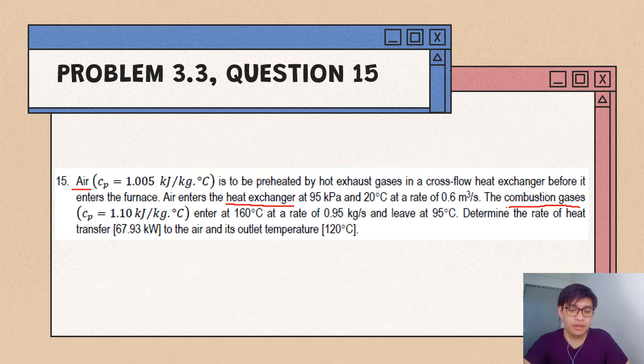After analyzing this problem statement, we will identify what the question asks. Basically here it asks us to find the rate of heat transfer of the air, and not the combustion gases, don't get mistaken easily, and the outlet temperature of the air. And right here it also provided us the answer for this question, which is for the rate of heat transfer, it is equal to 67.93 kilowatt, and the outlet temperature is equal to 120 degrees Celsius.